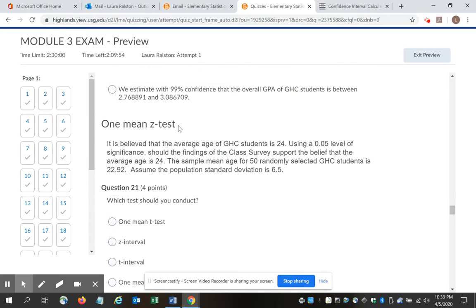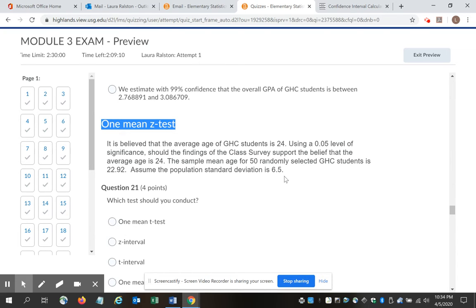Then we shift gears. The very last question, or one of the last questions, says one mean z-test. Guys, we only talked about the one mean z-test when we were talking about hypothesis testing. Now, initially we had planned to talk about the t-test, but because of the delay, the 2-week suspension, we omitted it. So we only talked about the one mean z-test, and again, it's clearly labeled for you here in this problem.